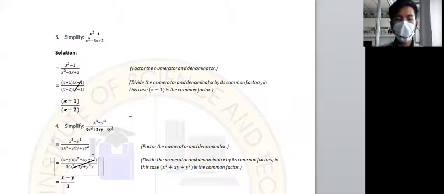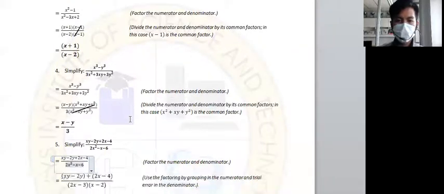So example number 4. Kung ano po ginawa po natin sa number 1, 2, and 3, ganun lang din po yung gagawin po natin sa number 4. So sa number 4, we need to simplify x cubed minus y cubed all over 3x squared plus 3xy plus 3y squared. So first, we need to factor the numerator and the denominator. So factor of x cubed minus y cubed is equal to the quantity x minus y multiplied by the quantity x squared plus xy plus y squared.